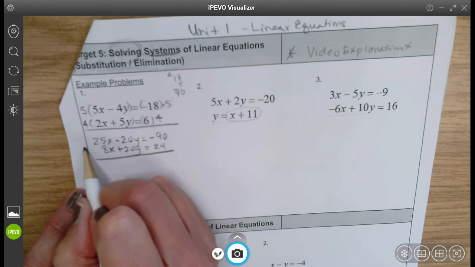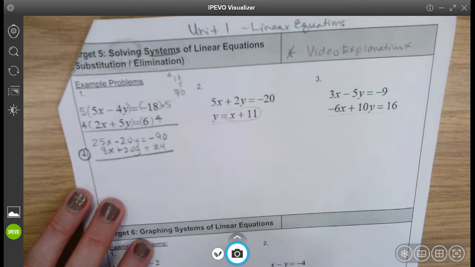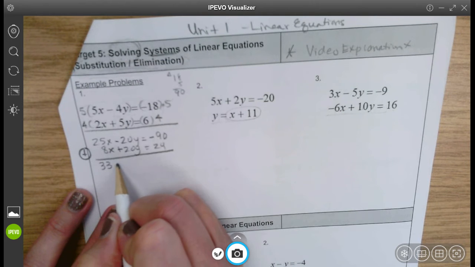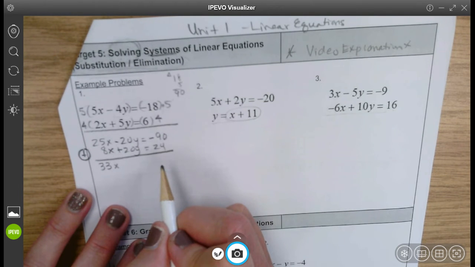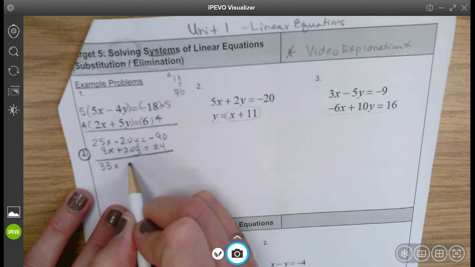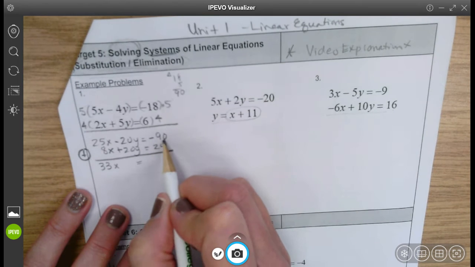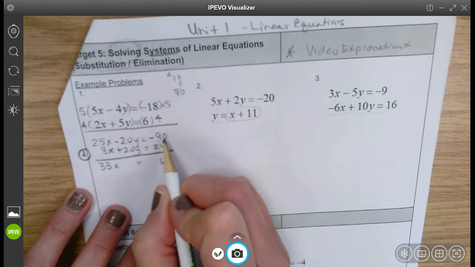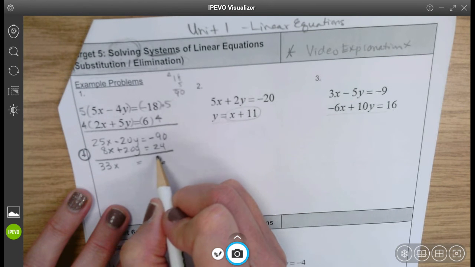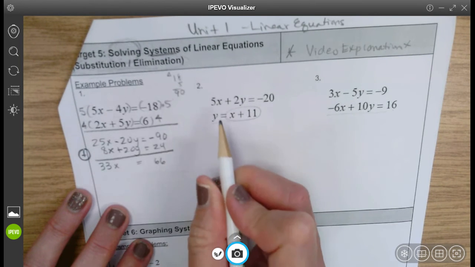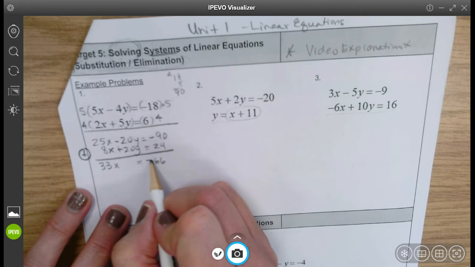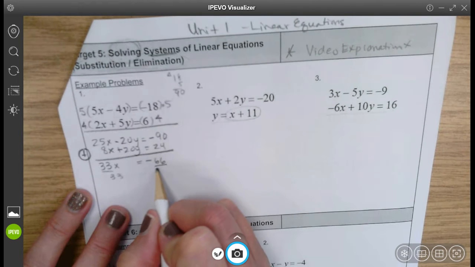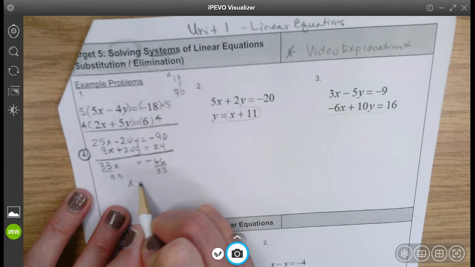Now I need to add this down, and that will eliminate something. So 25 and 8 is 33x. This is going to be equal to 0. And this is going to be subtraction. 10 minus 4 is 6. 8 minus 2 is 6. And that's going to be negative. So now I need to divide. That's going to be x equals negative 2.